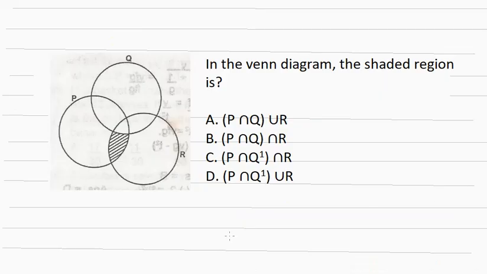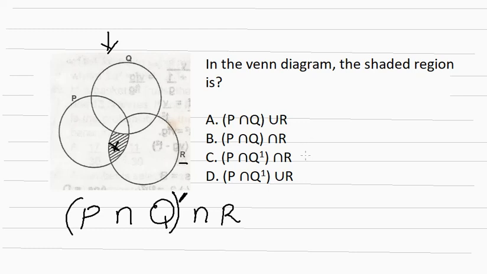All right, so this is the last question, the last but not the least. There's a diagram here, a Venn diagram. We are asked for the shaded region. As you can see, the shaded region is the intersection of P and R, but Q is not included in the intersection. So you write it in ascending order: this is going to be the intersection of P, Q, and R, but Q is excluded, so you have to complement Q out. So C is the correct option.